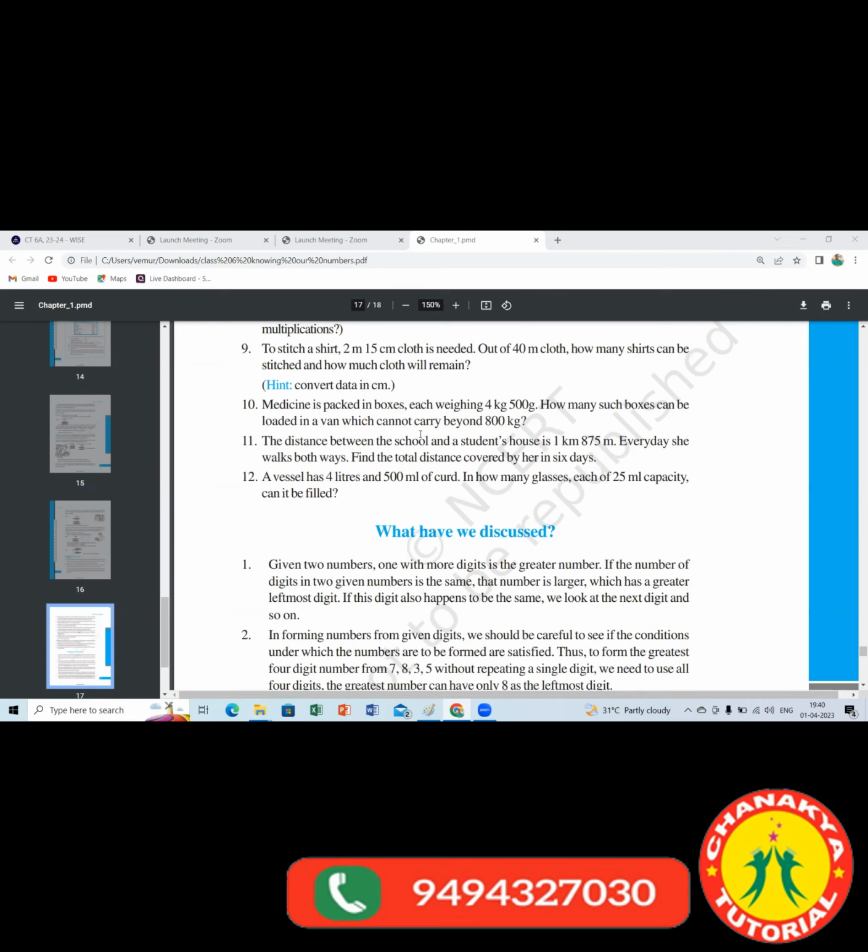You just think about your home and school. There is 1 kilometer, 875 meters between your home and your school. Every day you are walking both ways. Yes or no? You are going to school and coming back. That means every day how much distance you are doing? Ma'am, 1 second. Please add up and give it so that it's easy for me.